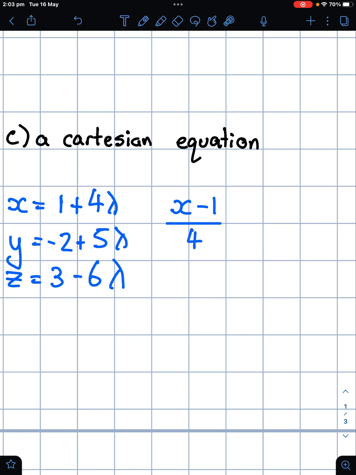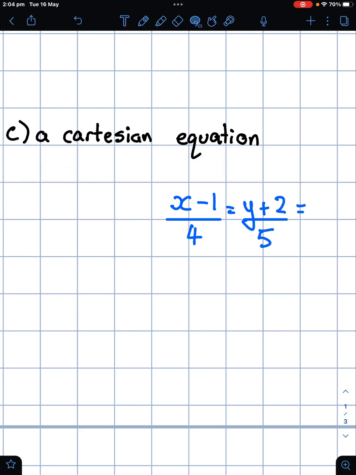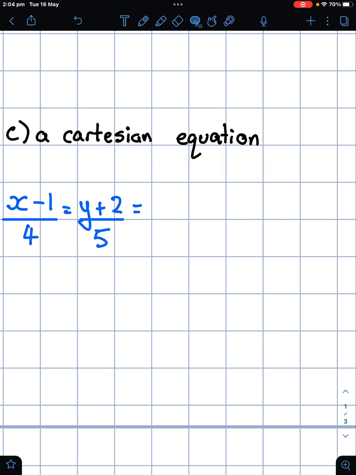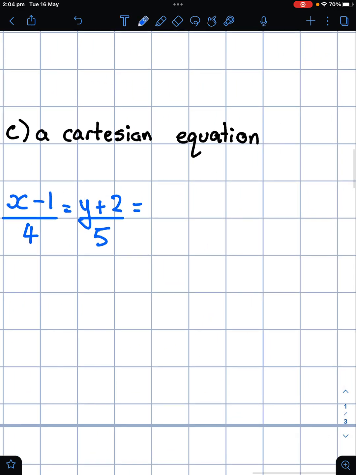4, which is the coefficient here of lambda. And that's going to equal y plus 2 divided by 5. And then our last one here, I'm running out of room, so I'm going to clear this. Let's delete that. So my last one here is going to be z take 3, and then z take 3 over -6.